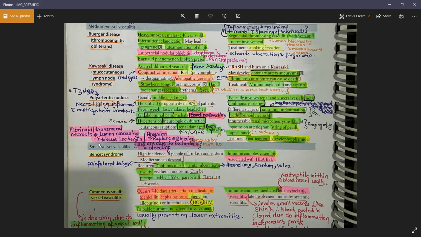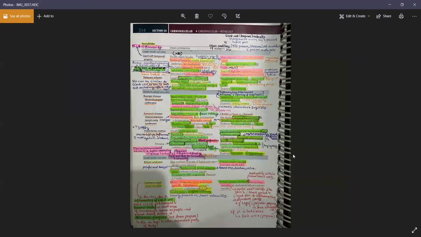One is the lumen narrowing, which can cause ischemia, and the second thing is the rupture of the vessel, which causes the hemorrhage. Okay, two things: ischemia and hemorrhage. Because of this ischemia and hemorrhage, or the bleeding, you are having all of these symptoms.